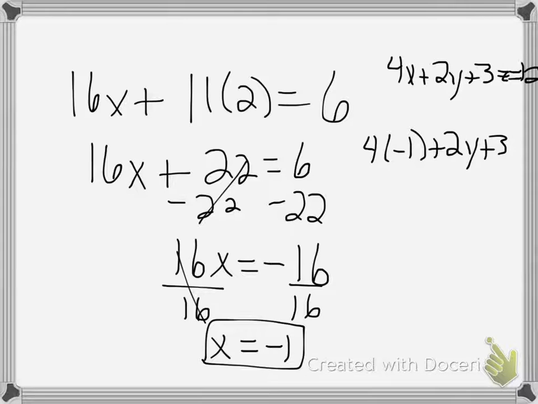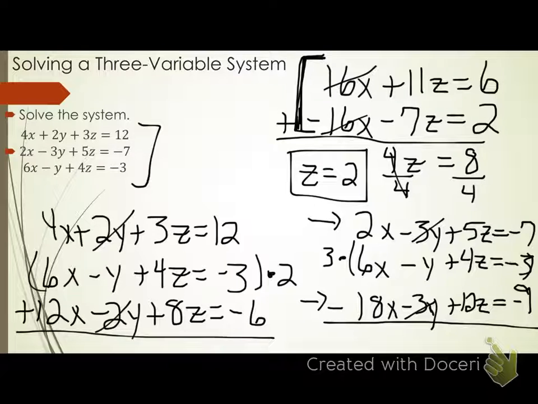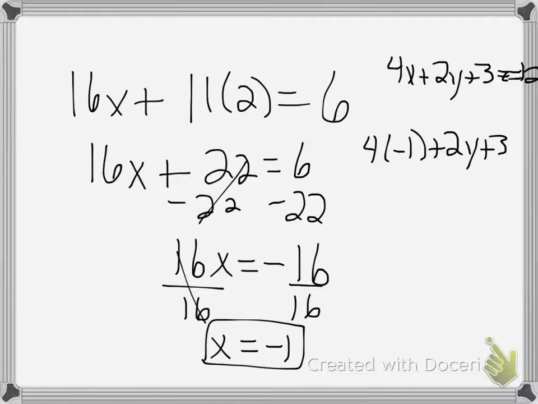Wherever I see a z, what am I plugging in? 2. That's what my z equals. That's what we got z to equal. So now I'm just working this out, solving it for y. What's 4 times -1? -4 plus 2y. What's 3 times 2? 6 equals 12.